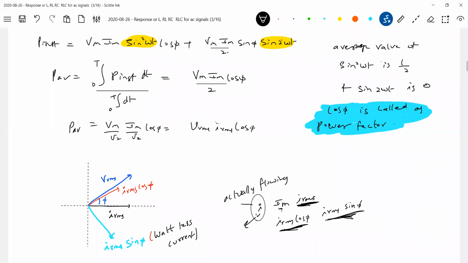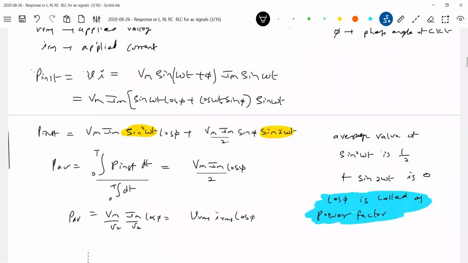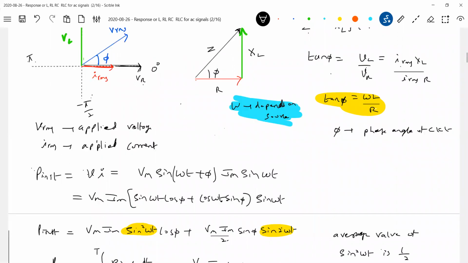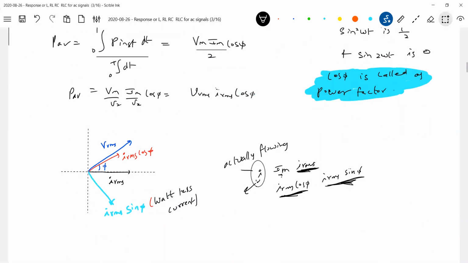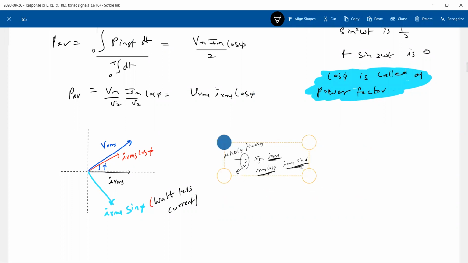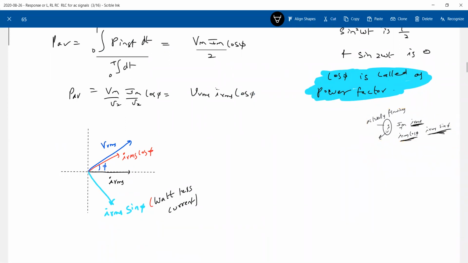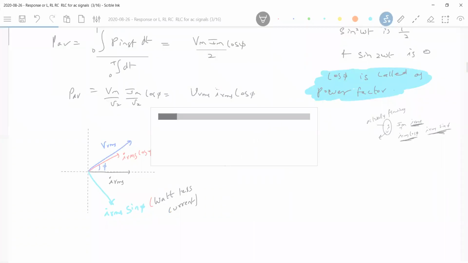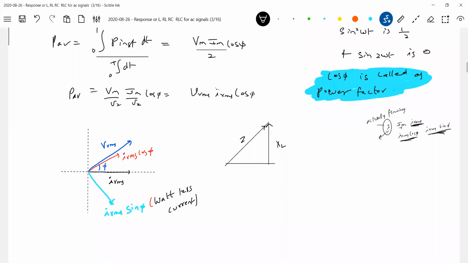How to calculate wattless current? We know the phase angle. How to calculate the phase angle? Tan phi. Then how to get the power factor of the circuit? For the power factor of the circuit, again draw the impedance triangle. What is cos phi? R by Z. I'll draw once again that impedance triangle. Small things, you ask yourself questions. It'll be on the safer side. So this is the X_L. This is Z, this is the phase angle, and this is R.